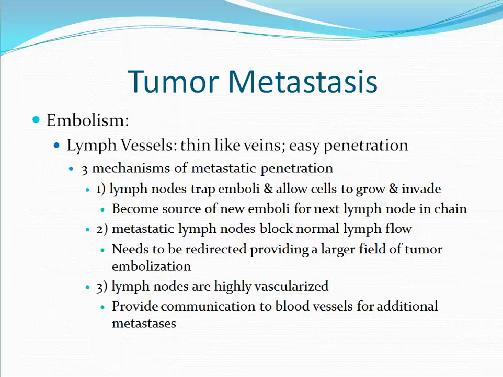In lymph vessels, they have very thin walls just like the veins, so they are easy to penetrate. There are three mechanisms for metastatic penetration of the lymph vessels. One, lymph nodes will trap the emboli, and this will allow the cells to grow and invade and become a source of new emboli for the next lymph node in the chain. Metastatic lymph nodes will block the normal flow of lymph. Now the lymph needs to be redirected, and this will provide a larger field of tumor embolization. Lymph nodes are also highly vascularized and provide communication to the blood vessels for additional blood vessel metastases.